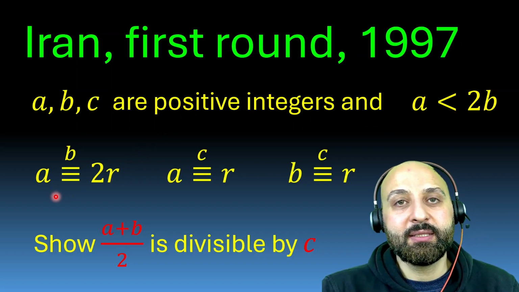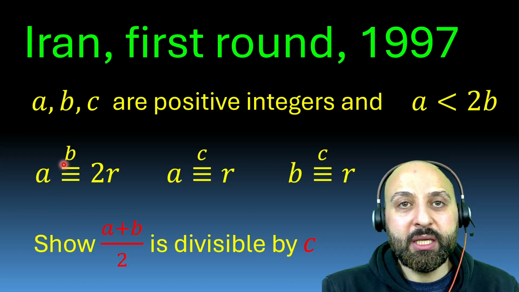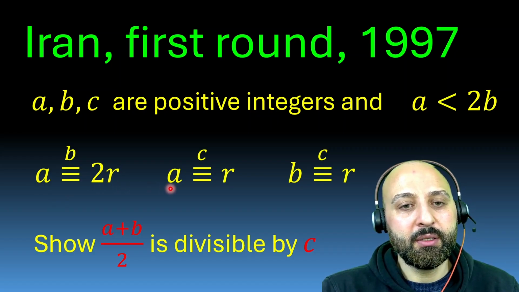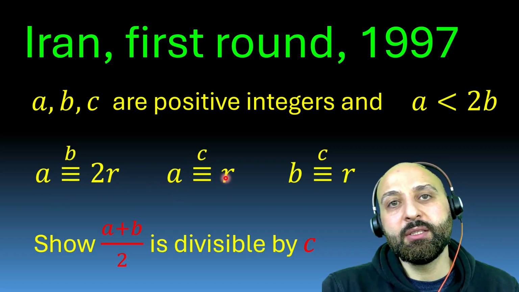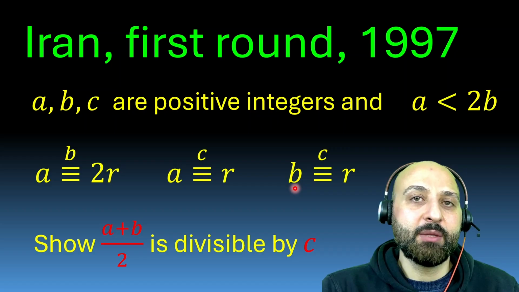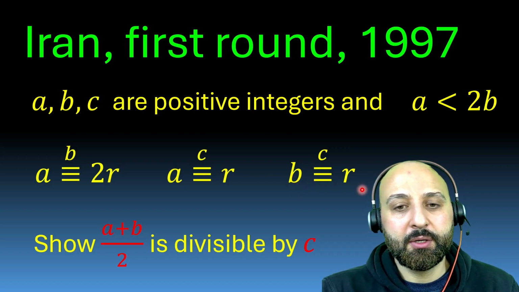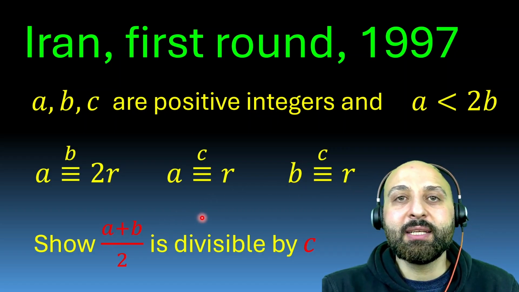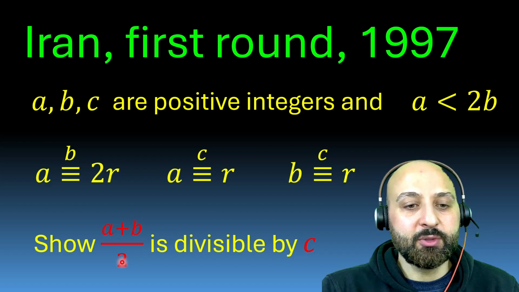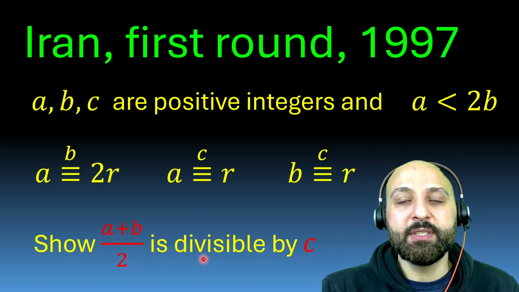The question says if we divide a by b, the remainder will be 2r. And if we divide a by c, the remainder is r. And if we divide b by c, the remainder is also r. The question asks us to show that (a + b)/2 is divisible by c.